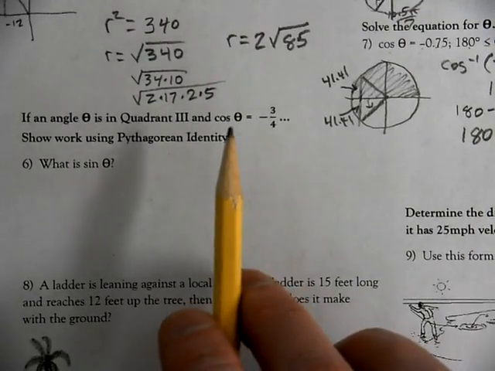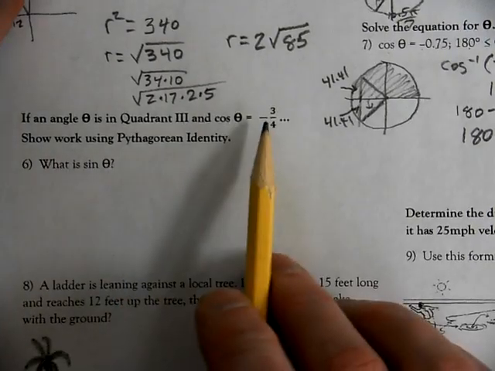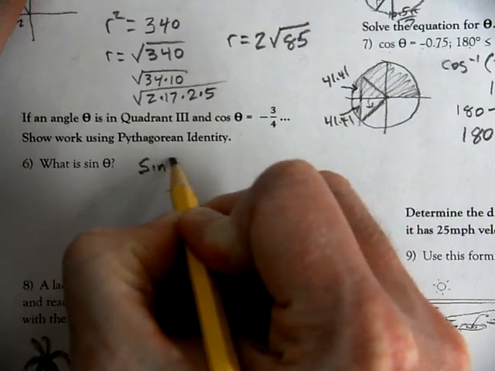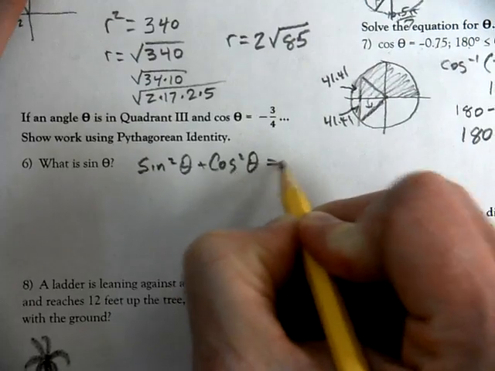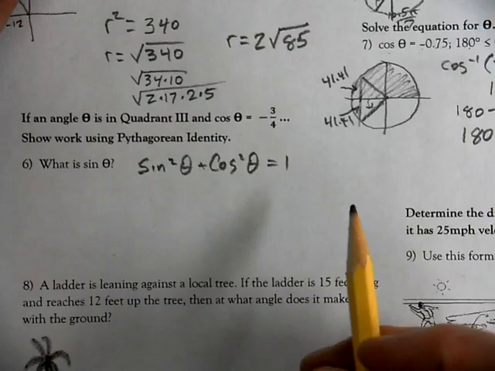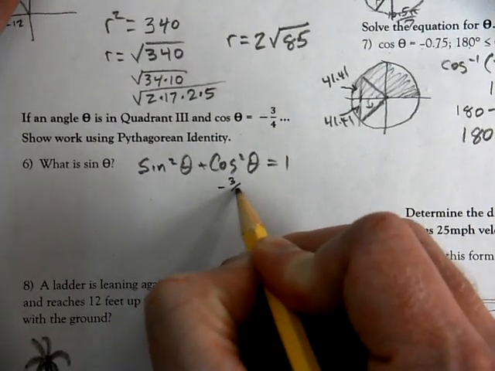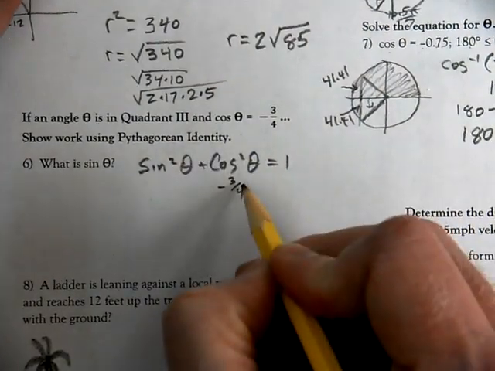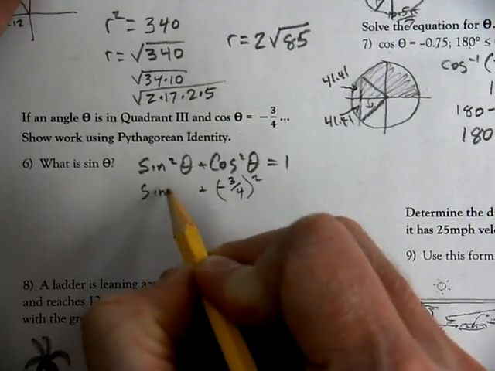All right, we're looking for the sine of theta. The Pythagorean identity is when we say sine squared of theta plus cosine squared of theta equals 1. That's a trig identity you're going to use a lot in pre-calc. So we know our cosine is negative 3/4. That's what cosine is, and we are squaring it. We don't know what sine squared is.